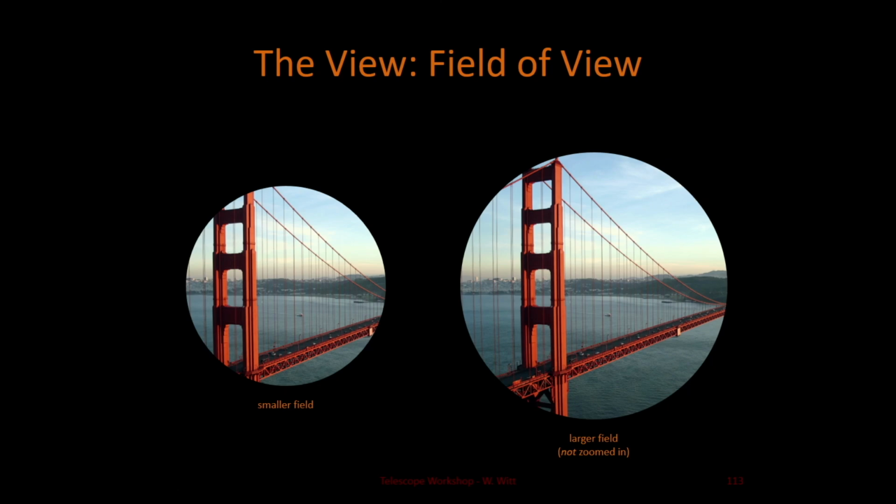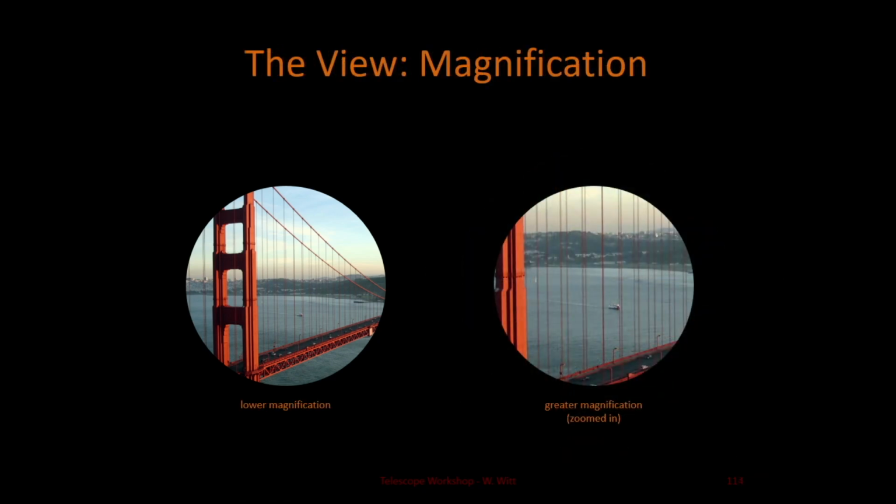And you can see, if you have a larger field of view, you can see more. You can see the area around it. In contrast to magnification, you could have the same field of view. So these two circles represent the same field of view, but one is more magnified than the other. And you can see that clearly in this image, where on the left-hand side, you can see the tall part of the Golden Gate Bridge, and on the right-hand side, you can see a boat, but where's the rest of the bridge? It's more magnified.